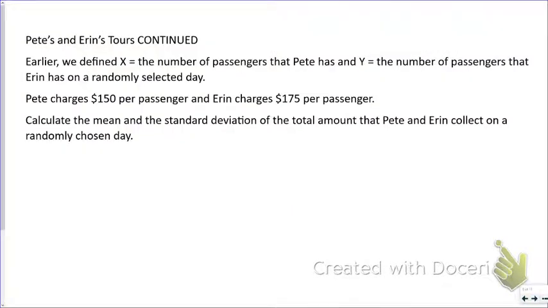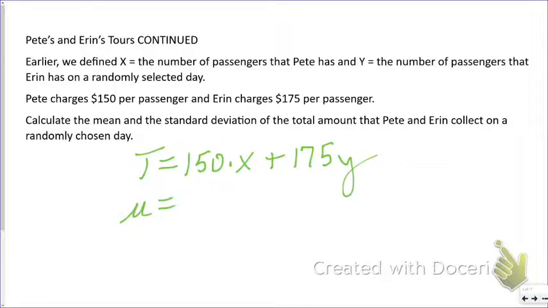Back to the cost. So Pete charges $150, Erin charges $175. We want the total cost. So I would write that function like this. Plug in our means. And our mean total, not cost, amount that they bring in would be 1105.